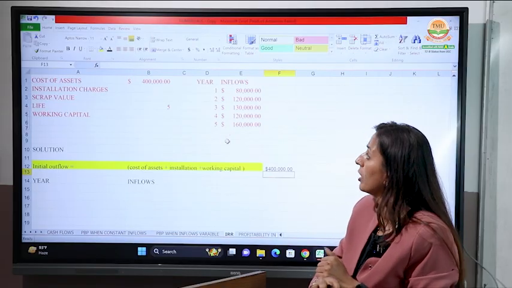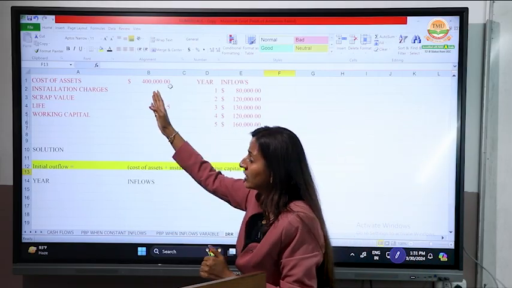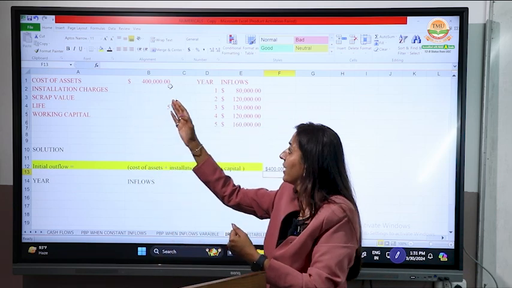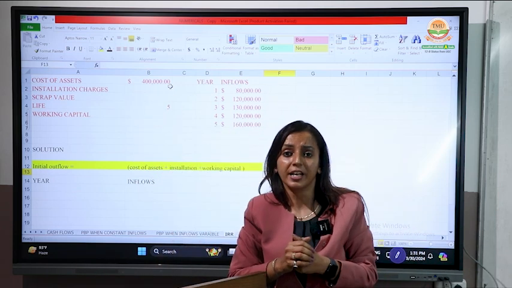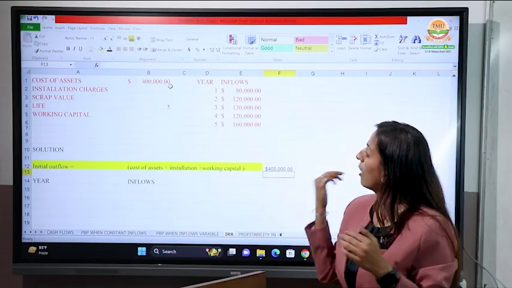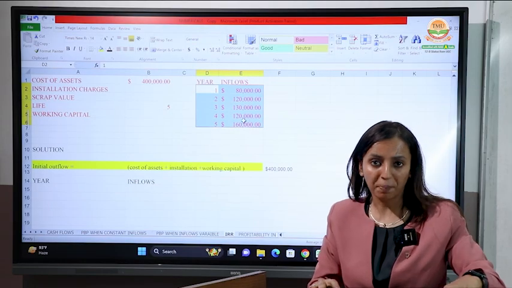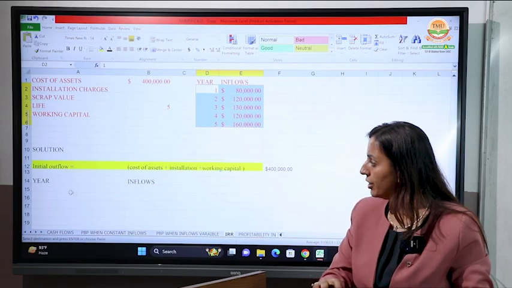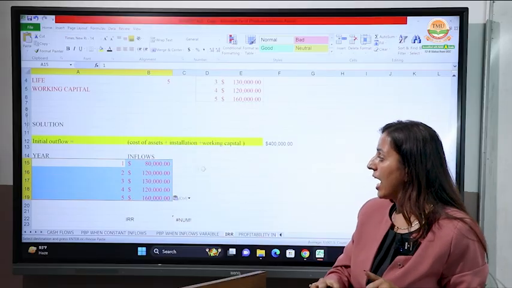Getting it. Okay. Now what we have given in the question is that I invested 4 lakh rupees and how much am I getting? 80,000, 120, 130, 120 and 160. In different years, I am getting different sorts of money. Right? Now, copy this question. Just copy it. Put it in your form, in your solution part. Right? Now what do I have to calculate?